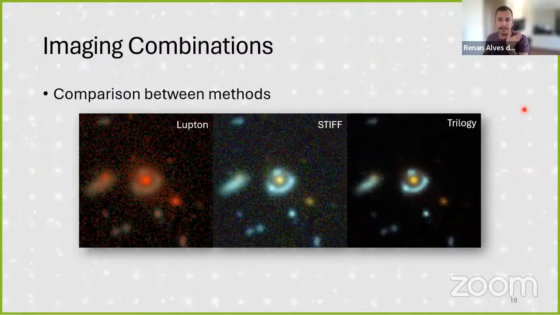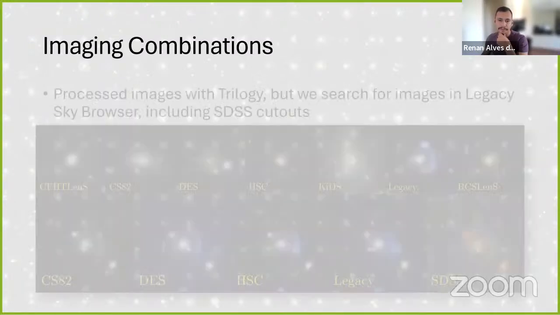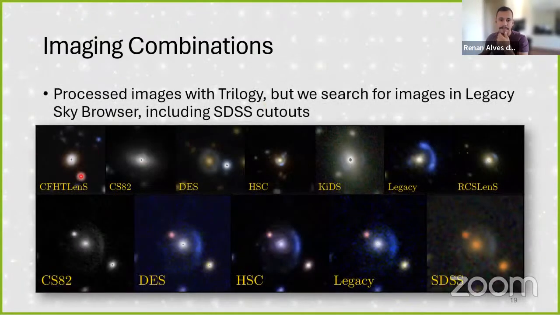Another, we process the images using different methods, and we use this tool Trilogy. So we provide to the user the fixed images, but also a processed image, because you can quickly see the details of this information. This is very useful for applications such as follow-up observations. And here just an example.